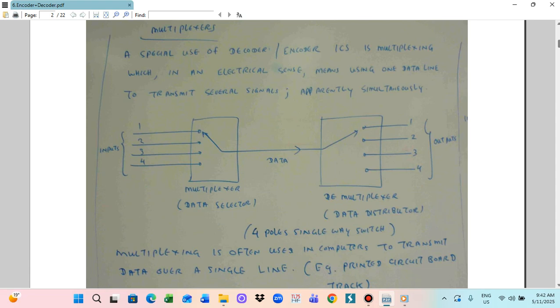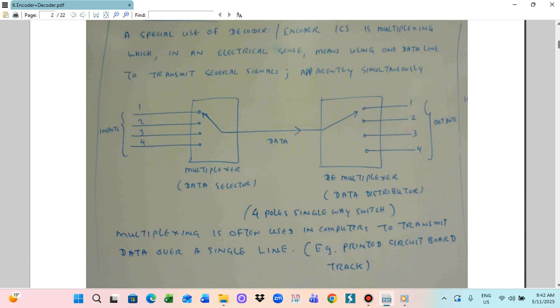So this circuit is a multiplexer. Input with the separate inputs. So this is 1, 2, 3, 4. So this is the separate input. Then we input 1, 2, 3, 4. Those are the inputs. So then we have the multiplexer. The multiplexer we also call a data splitter.